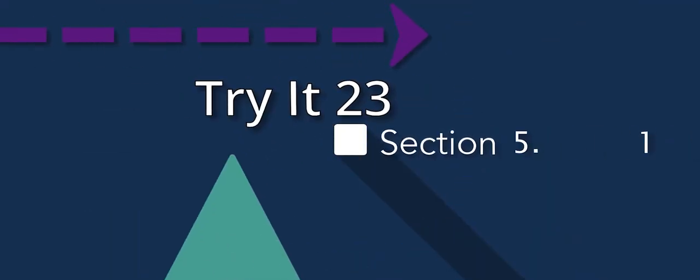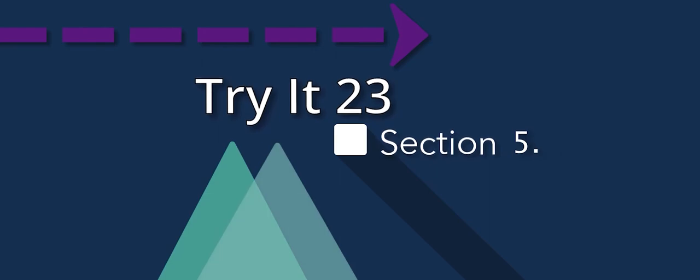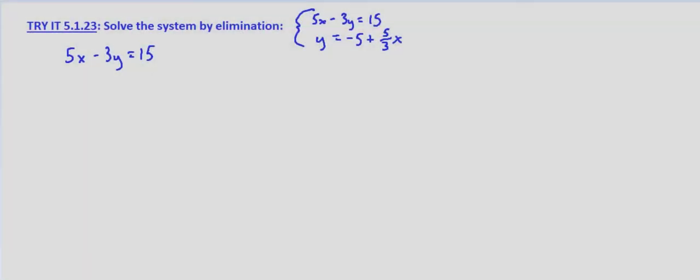Once again, we're looking at solving a system of equations by elimination. Our first step is to put both equations in standard form, Ax plus By equals C. So our first equation is already in that form: 5x minus 3y equals 15.